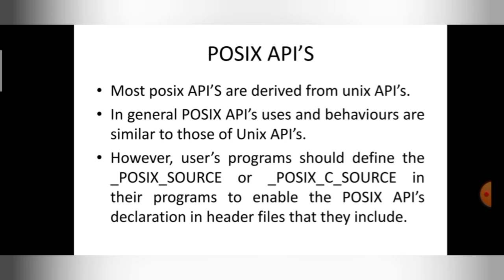Again, there is a committee for developing the POSIX APIs. They will also develop their own APIs, but most of the APIs are derived from UNIX APIs only, and their behavior is also the same as the UNIX APIs. Getting, guys? However, a user program should define _POSIX_SOURCE or _POSIX_C_SOURCE in their programs to enable these POSIX APIs, right? If they want to use these POSIX APIs, programs should use one of these two statements, _POSIX_SOURCE or _POSIX_C_SOURCE. Then only you can use these POSIX APIs.